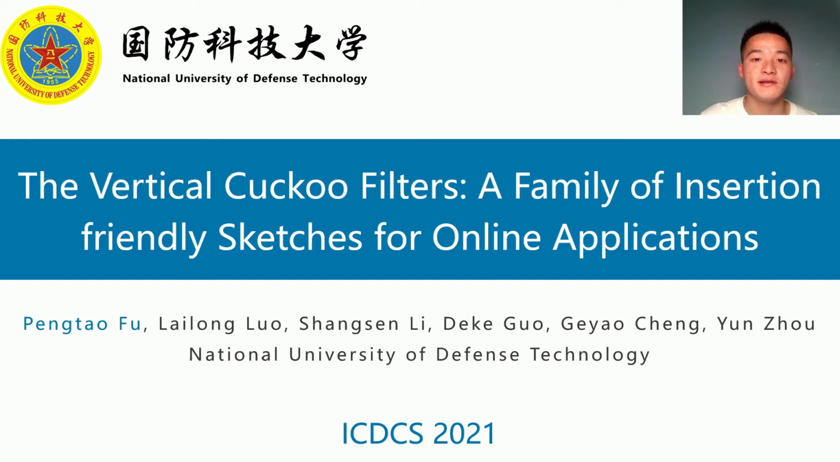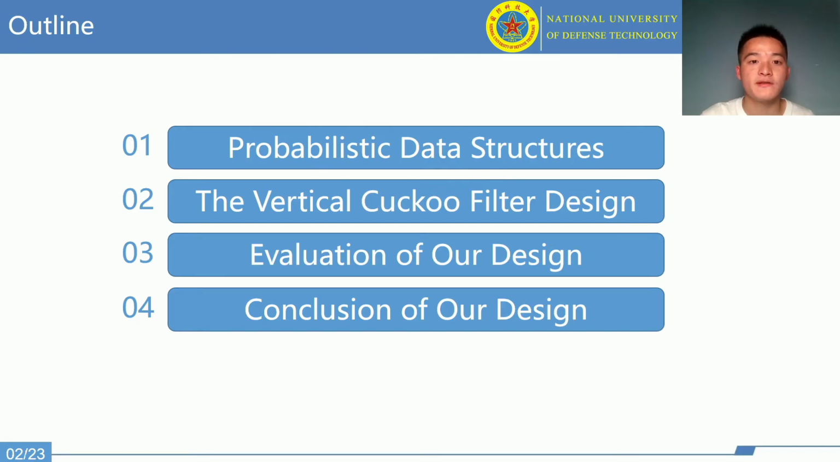As you can see, the title of our paper is The Vertical Cuckoo Filters, a family of insertion-friendly sketches for online applications. I will give this talk in 4 parts. The first part deals with the introduction of probabilistic data structures. The second part concerns our sketch design, which is a vertical Cuckoo filter. The third part relates to evaluation of our design, and then the last part is our conclusions.